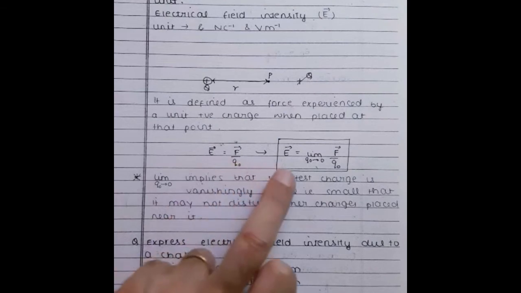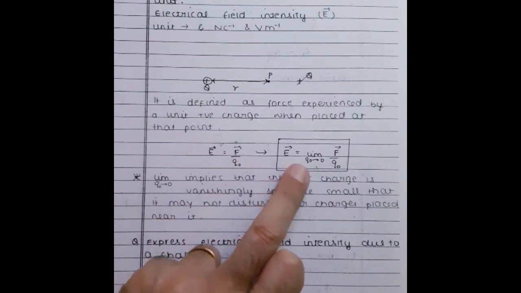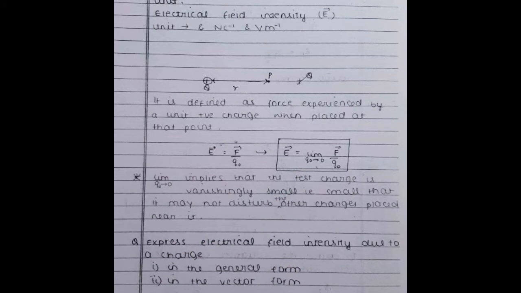This expression is now written like this: vector E is equal to limit Q0 tending to 0 of F divided by Q0. Limit Q0 tending to 0 implies that the test charge is vanishingly small, so small that it may not disturb the other charges placed near it. So the test charge Q0 that we are talking about must be very, very small, and in stylish language we can call it a vanishingly small test charge.